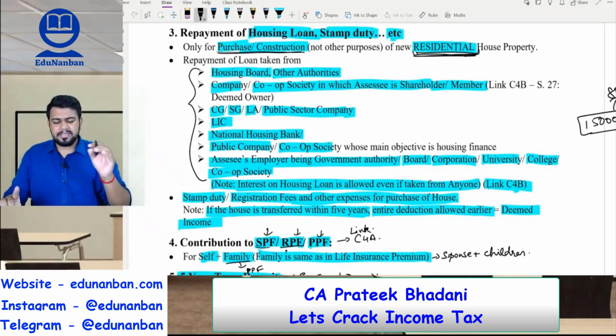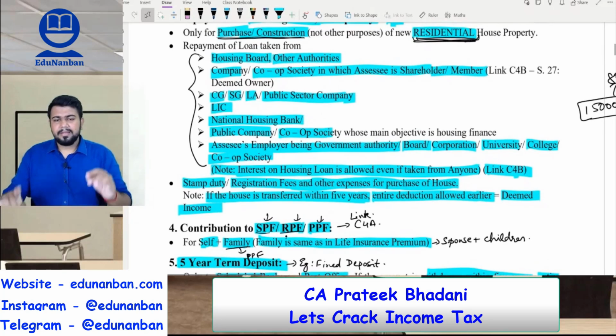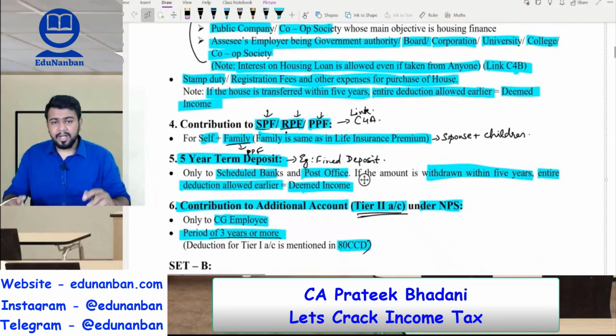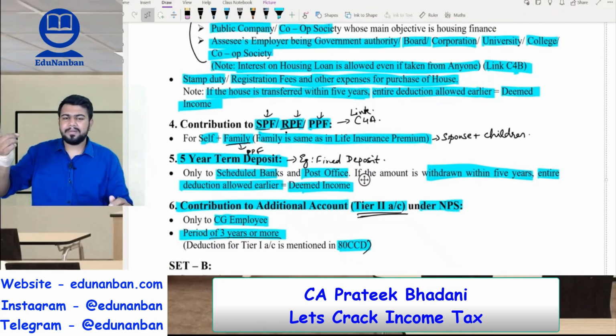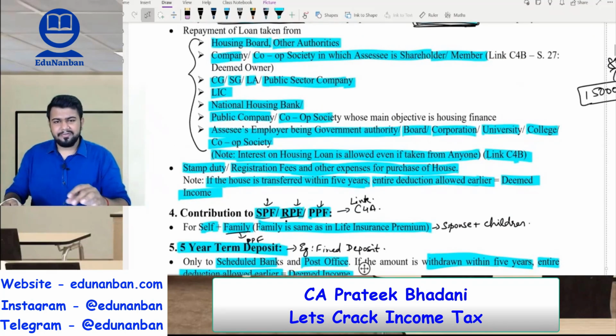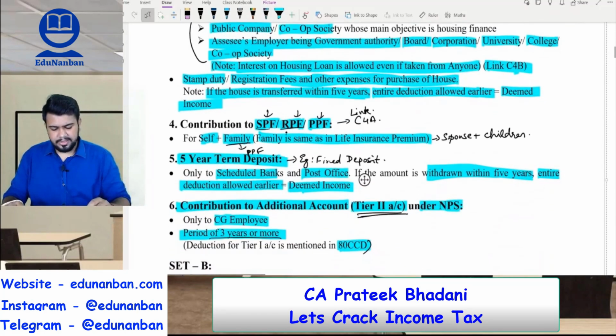What's a residential house property? And the loan should be taken only from financial institutions, etc. Okay, the list is given. You can read the list. However, if you see in house property chapter, the housing loan can be taken from anyone. Still the interest is going to be allowed. But in deduction chapter, only if you take it from the specified persons, then only the repayment is going to be allowed as deduction. Okay.